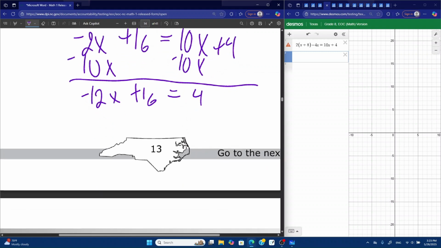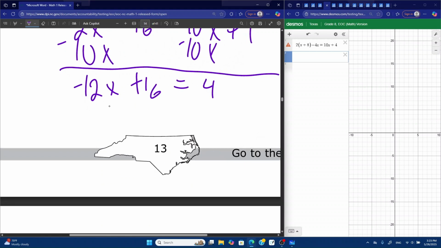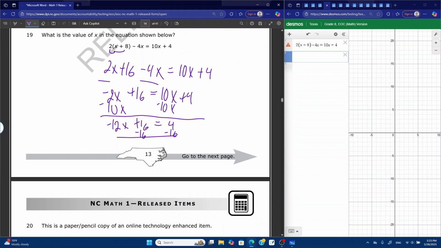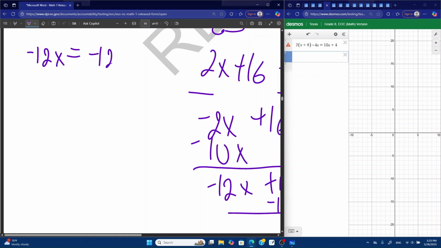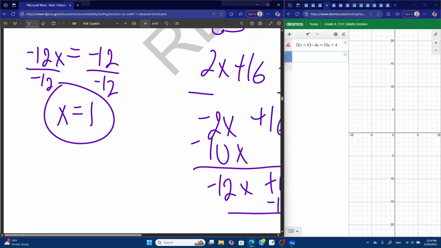We're getting to the end, but don't worry. For this, all we have to do is subtract the 16 on this side, so let's do that on both sides. What you're left with is negative 12x equals negative 12. Let's just divide everything by negative 12 on this side as well. So our answer is x equals 1. Negative 12 divided by negative 12 is 1, and our x is just left by itself. So that's our answer for now. x equals 1.